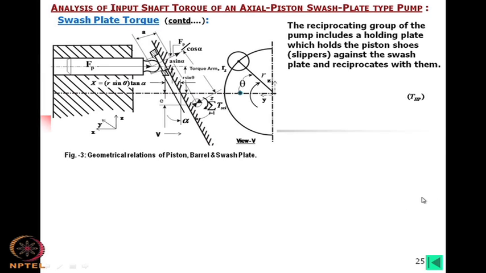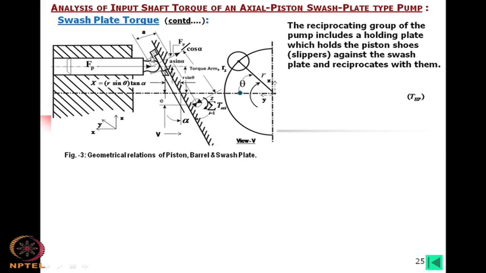Now this reciprocating group of the pump includes a holding plate which holds the piston shoes against the swash plate. Actually here, if we consider how these pistons are moving, forward motion is possible because this is rubbing on that, but there is no physical connection between these two. Only if the compression force is there, then it will move. So while it is moving in the other direction, how will this be pulled out?